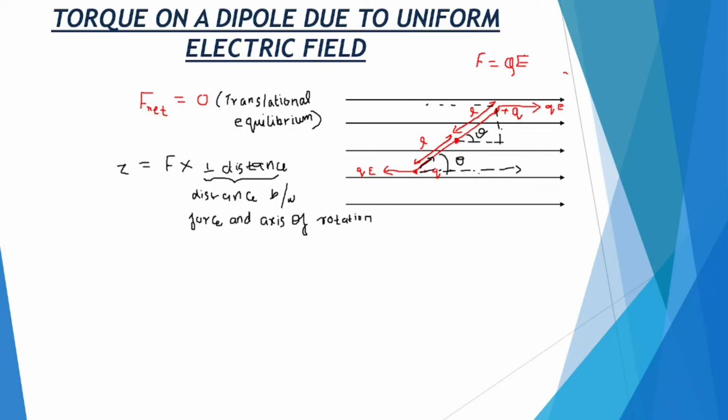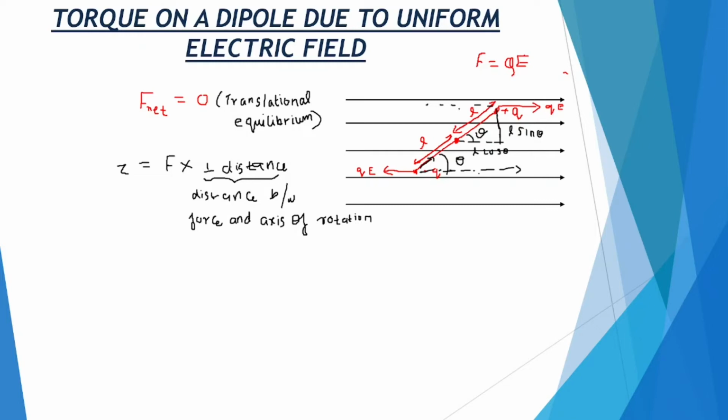Now we have got this. So what will be this side? This will be L sin theta, and this side will be L cos theta, and this is our perpendicular distance.